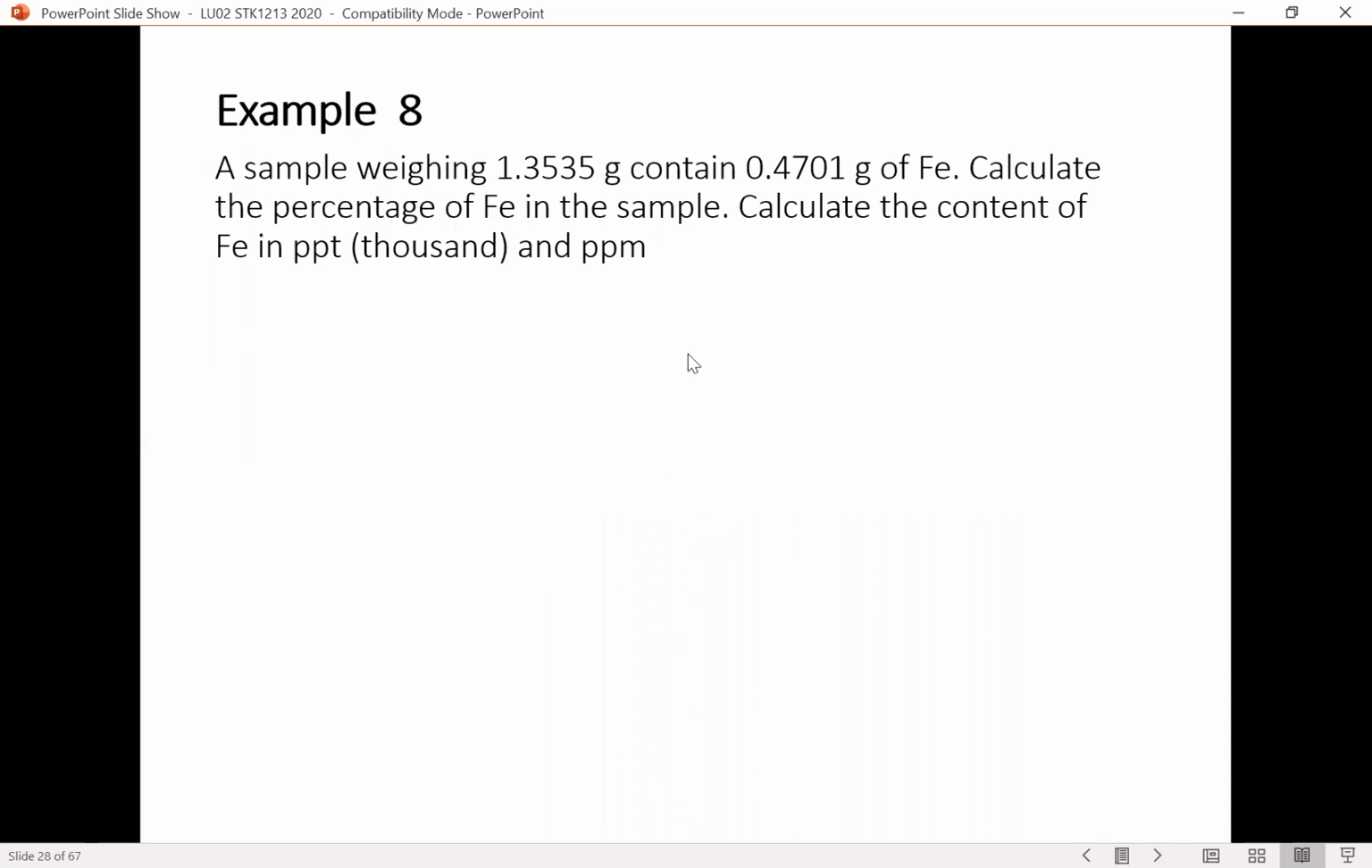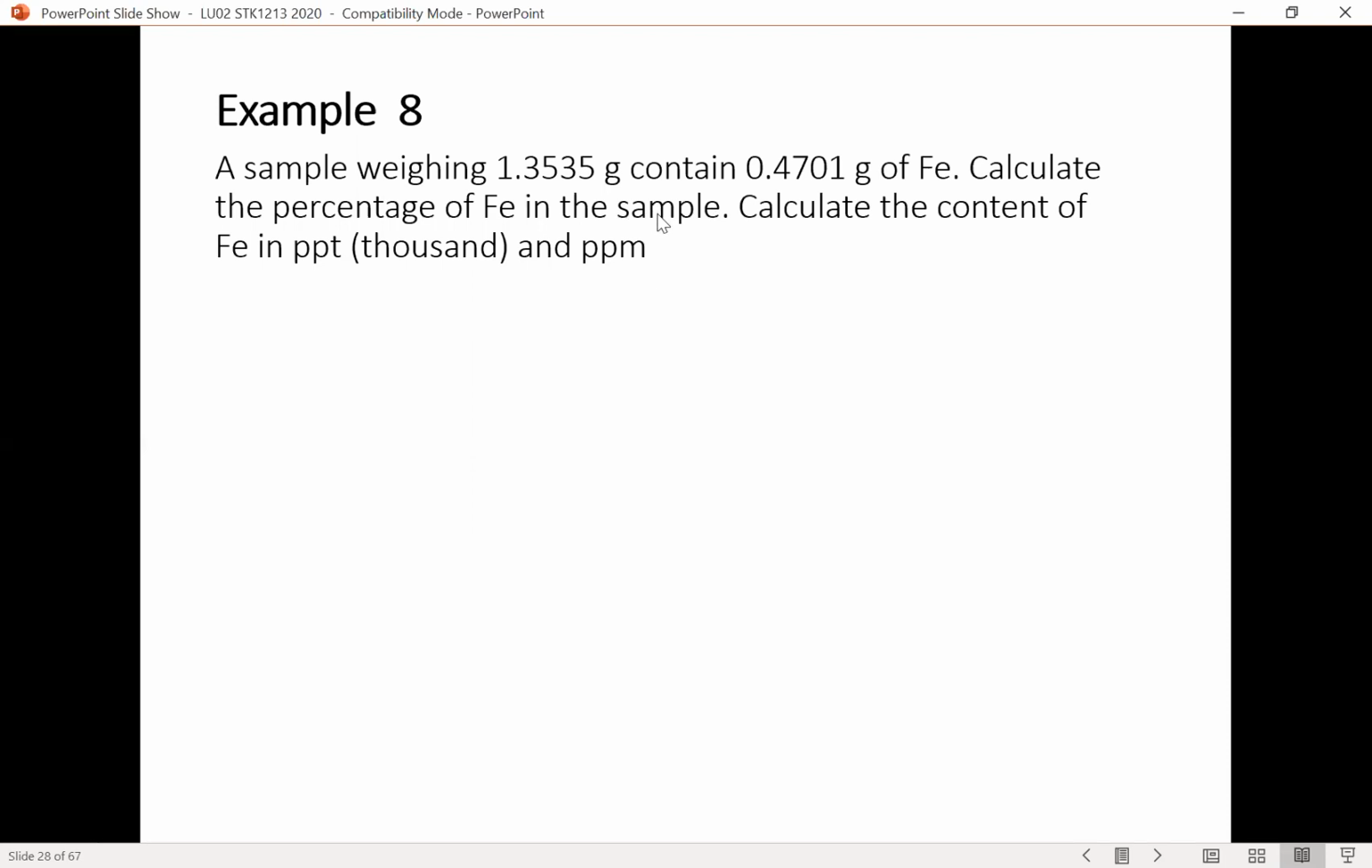Example. Let's say you have a sample weighing 1.3535 gram containing 0.4701 gram of iron. Calculate the percentage of iron in the sample. Calculate the content of iron in parts per thousand and parts per million. Here you have 3 items to be calculated. First, the percentage of iron in the sample.